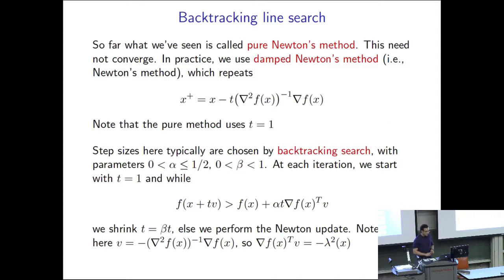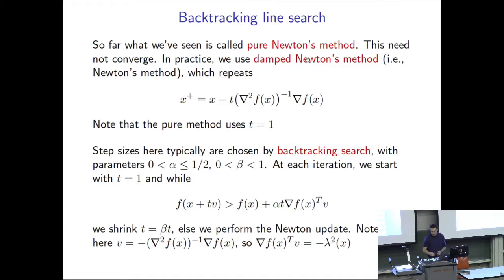So let's talk about backtracking. So far what we've talked about is called pure Newton's method. And it's not hard to see, just pulling up examples on your computer, for example, that this does not need to converge in general. So running Newton's method with a step size of 1 is not a globally convergent method. It's not always going to converge no matter where you start.